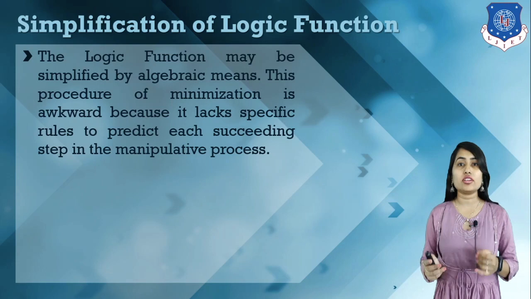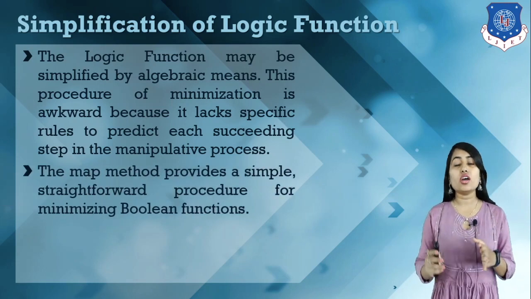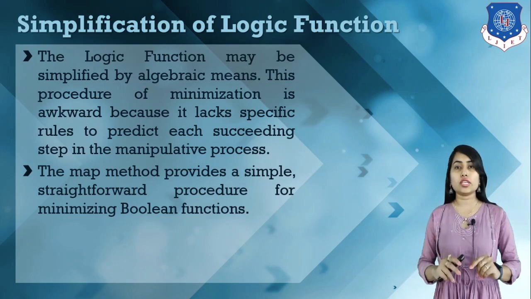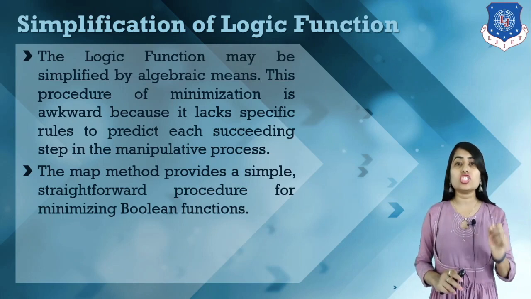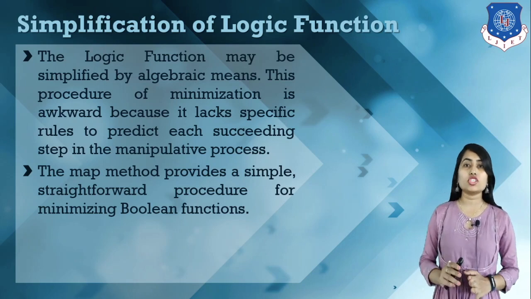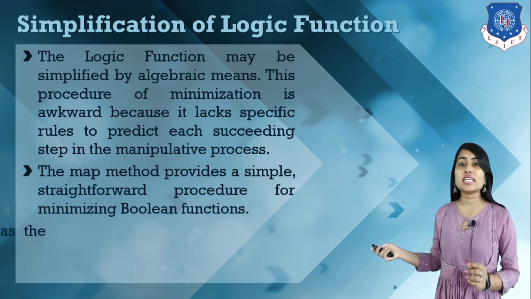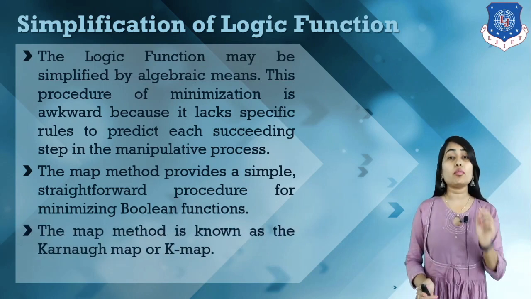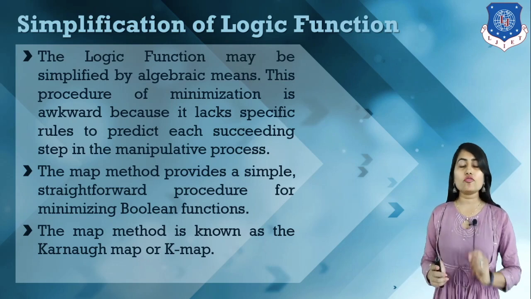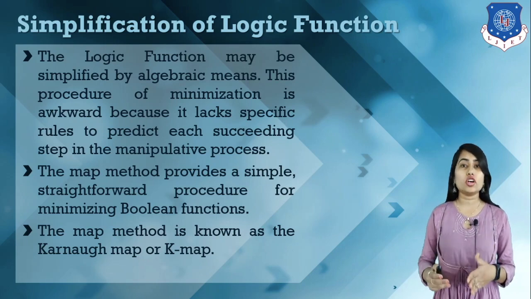So here we have the next method, that is the mapping method. This map method is basically a visual diagram, or graphical representation, of the truth table, and by mentioning the logical function's values, it is quite easy to simplify the logical functions using the map method. This map method is known as K-map, or Karnaugh map. The K-map method is quite easy for simplification of logical functions.